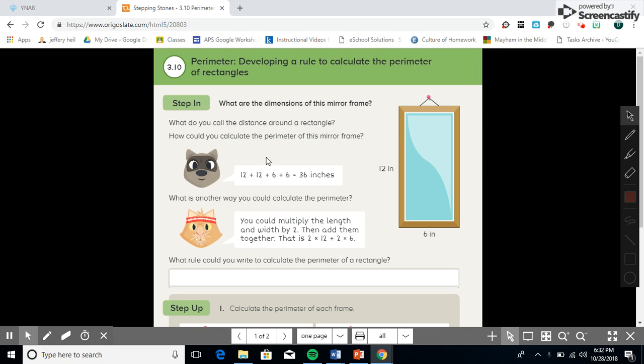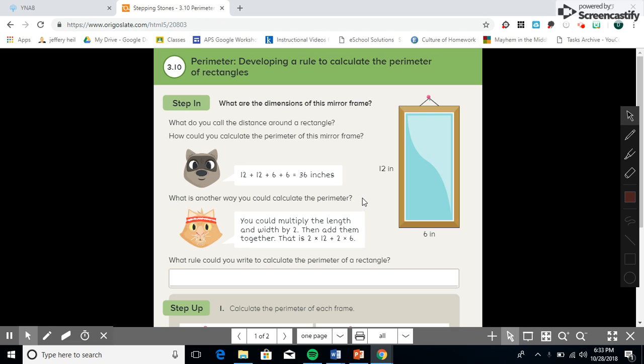So it says, what do you call the distance around a rectangle? How could you calculate the perimeter of this frame? So remember, perimeter is adding up all the sides on the outside of a shape. So our raccoon says 12 plus 12 plus 6 plus 6 equals 36 inches.